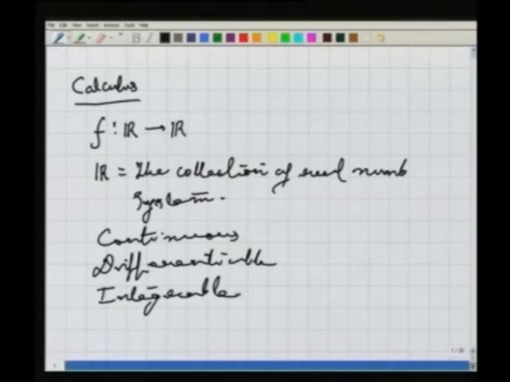But the problem is at the very beginning. If we want to study all these properties of functions defined on the set of real numbers, we need to know what these real numbers are. That means we need to study certain properties of real numbers. And the problem is we don't exactly know what real numbers are.